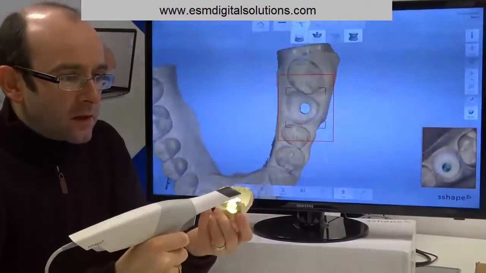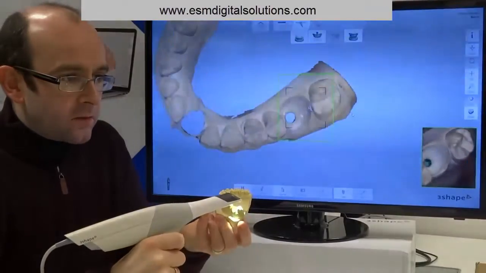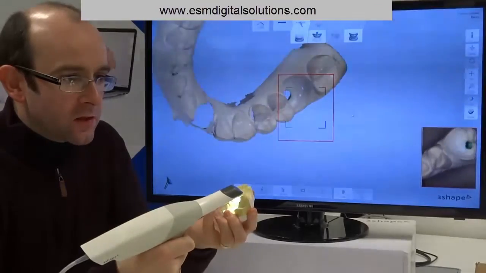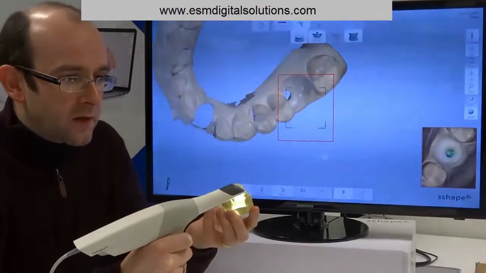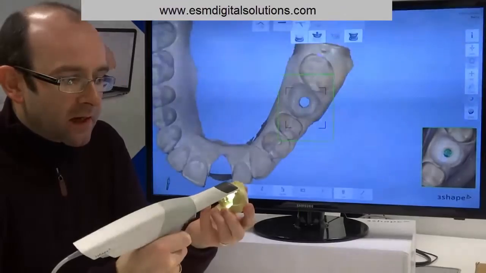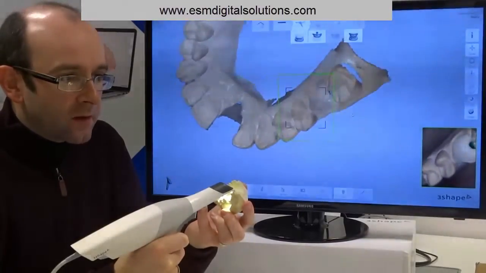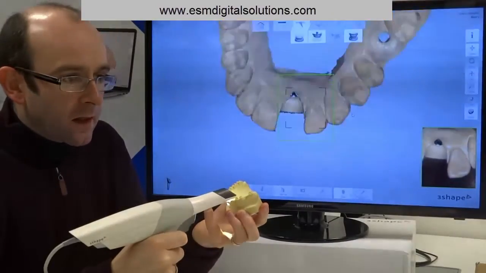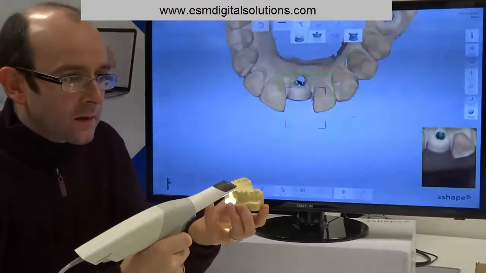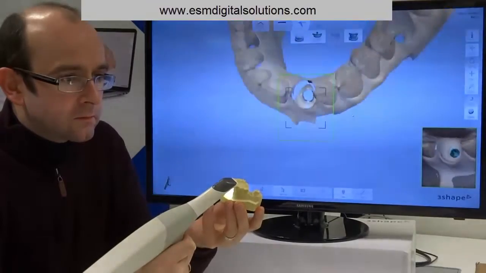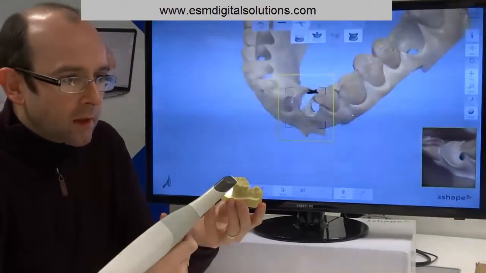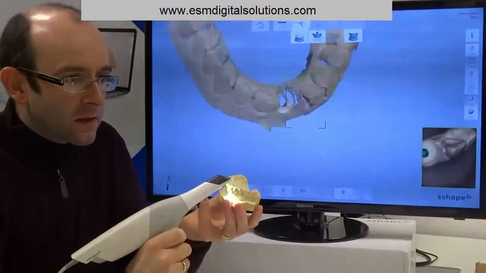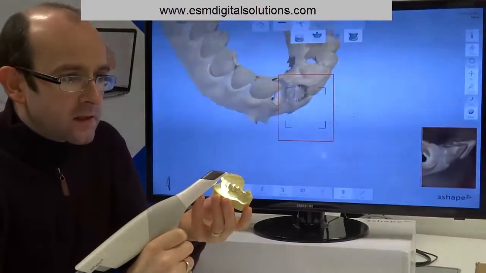And we can approach that surface from any angle. And if we are scanning a patient, we want to consider the comfort of the patient, of course, and orientate the scanner to enable a comfortable scan. And we rotate slightly to capture contact points on each of the two adjacent teeth.